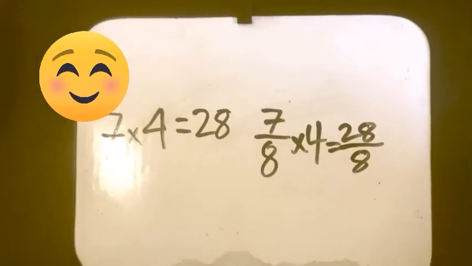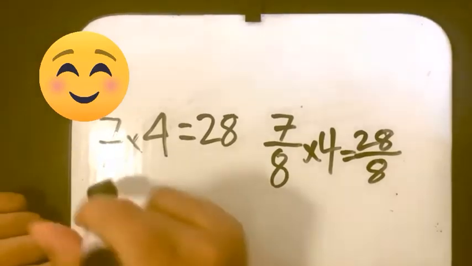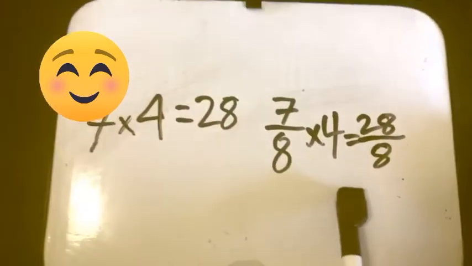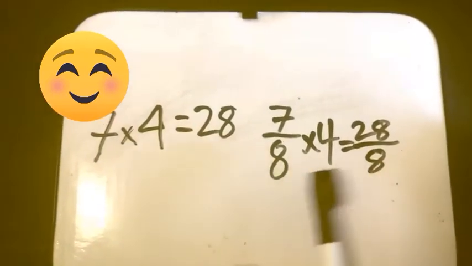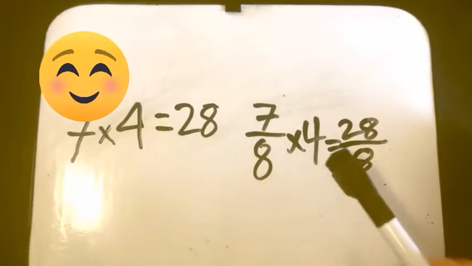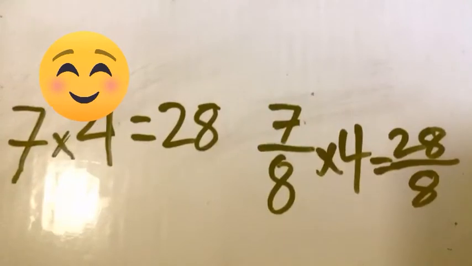And the differences are that for whole numbers, you're multiplying actual whole numbers, but when you're multiplying fractions, you're multiplying pieces of a whole. So yeah, those are the similarities and differences.